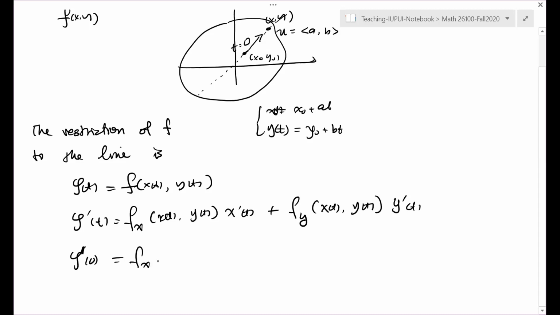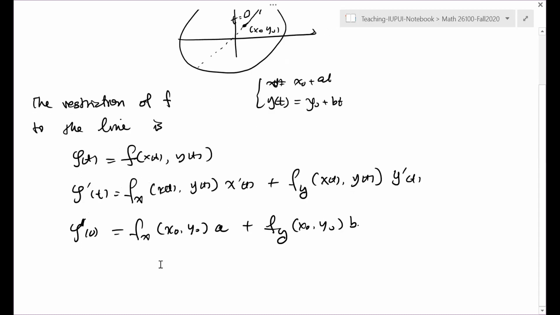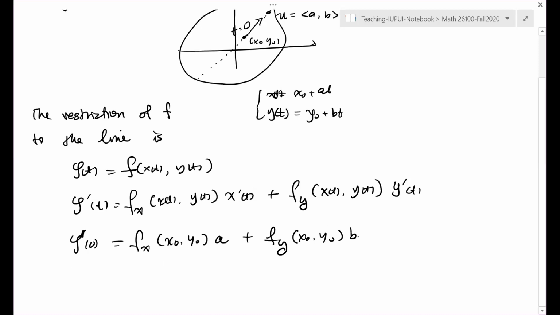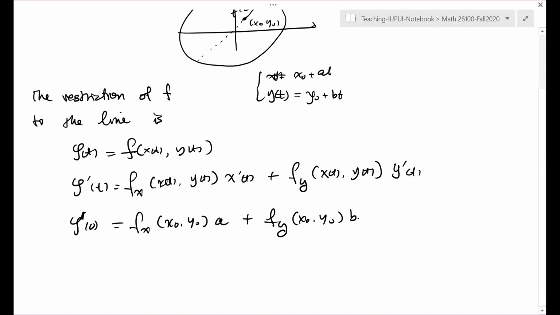So that is going to be f_x, and the derivative x prime of t is just a. So it's a plus f_y times b, okay? So this one tells you the rate of change of the function along this line at t equals 0. So this is called the directional derivative of the function in the direction of u at that point, okay?